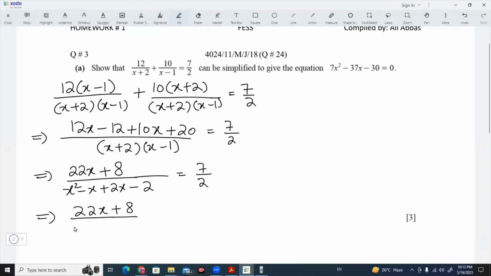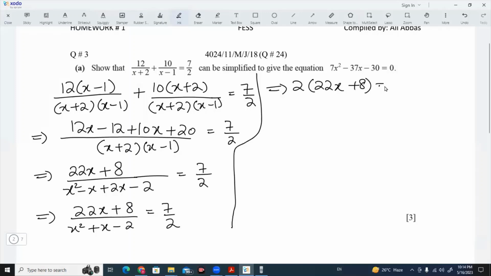22x plus 8 divided by x squared minus x plus 2x results in positive x, and minus 2 equals to 7 over 2. So what we have to do in the next process, we have to cross multiply. 2 will be multiplied with 22x plus 8, which is equals to 7 times x squared plus x minus 2. Open the brackets. 2 times 22 is 44x plus 2 times 8 is 16 equals 7 times x squared is 7x squared plus 7 times x is 7x. 7 times minus 2 results in minus 14.